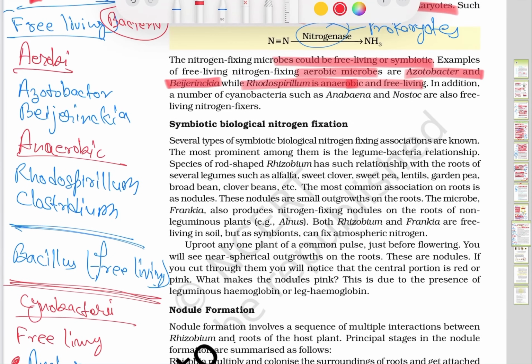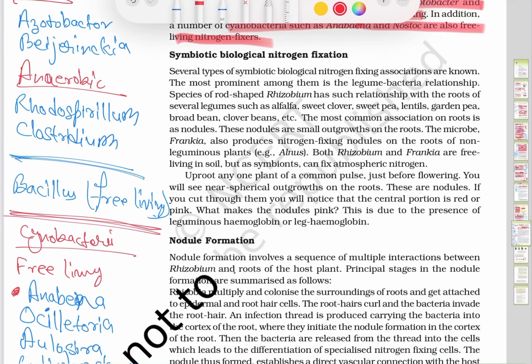The symbiotic biological nitrogen fixation. Several types of symbiotic biological nitrogen fixing associations are known. The most prominent among them is the legume bacteria relationship. Species of Rhizobium have such relations with the roots of several legumes such as alfalfa, sweet clover, sweet pea, lentils, garden pea, broad bean, clover beans, etc. So it is associated with the Fabaceae family.